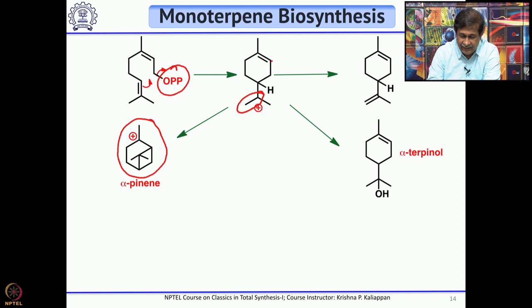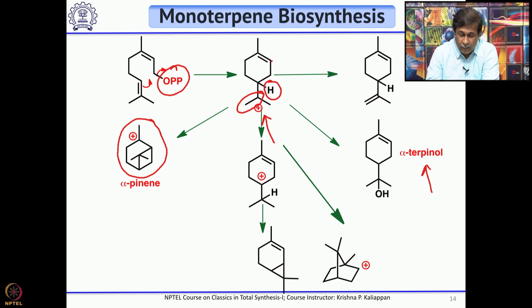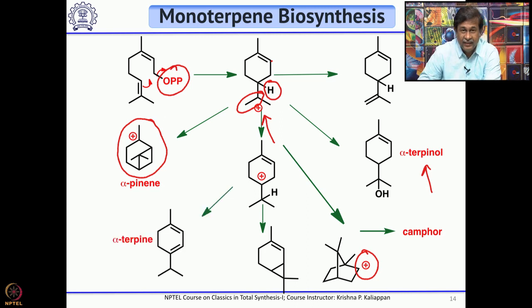Then direct attack of water to neutralize the positive charge gives you alpha terpineol. If the hydrogen migrates, then you get another tertiary carbocation. That will lead to the formation of 3-carenes and 2-carenes. And here, when the double bond migrates, there are two possibilities: one, the formation of this pinene precursor, the other, the formation of camphor precursor. Once you have this carbocation, water can attack, followed by oxidation, it can give camphor. Then simple loss of proton will give alpha terpinene. So basically, in all this biosynthesis, the starting material is geraniol pyrophosphate. That is for monoterpene.